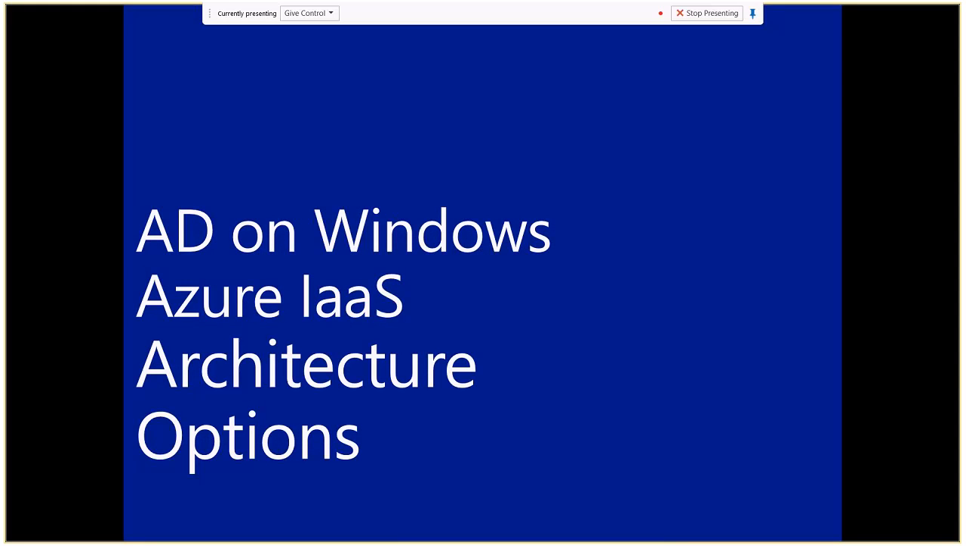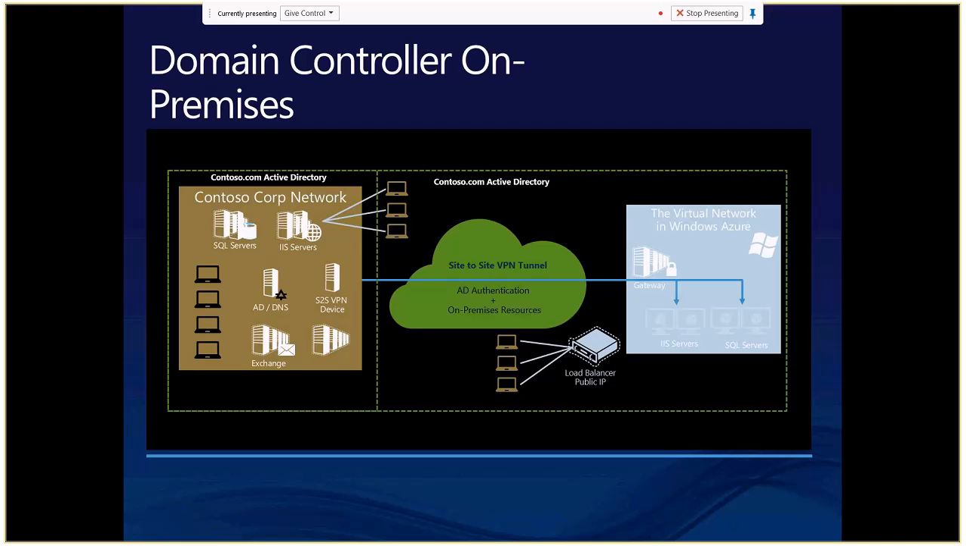All right, so let's talk about some architecture options. Let's start off with a very simple scenario: no domain controllers, even in Windows Azure, only on-prem Active Directory. This is what that would look like. In this scenario, everything that I put out in Windows Azure that's part of my domain is going to have to authenticate across the VPN tunnel. And that's okay, that works.